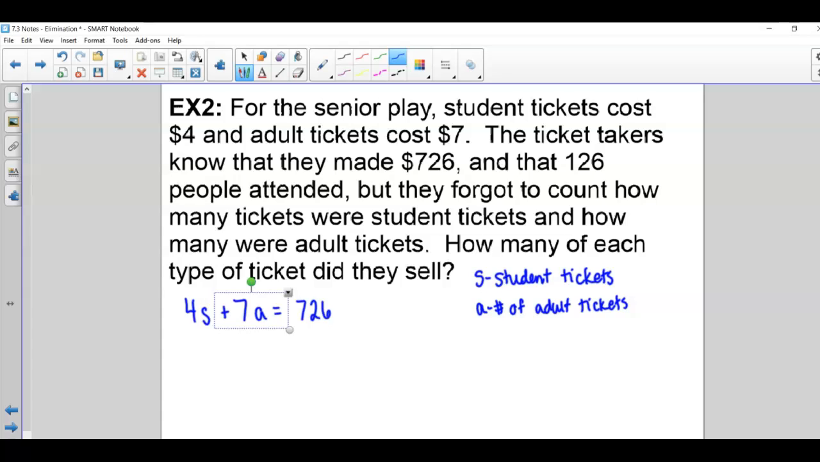The second thing we know is that there were 126 people who attended. Now, that has nothing to do with how much they paid to get in. That's the number of people. So, that means that I'd take my number of student tickets and add my number of adult tickets, and that would equal the number of people that were at the show. Okay, so here we've written one equation for our cost and another just for the number of people.